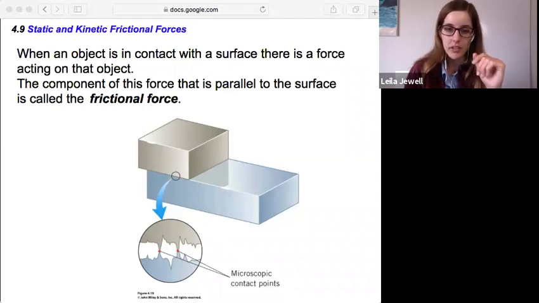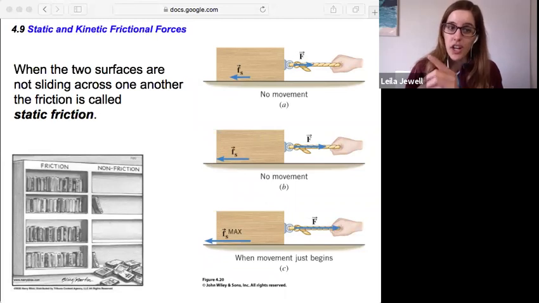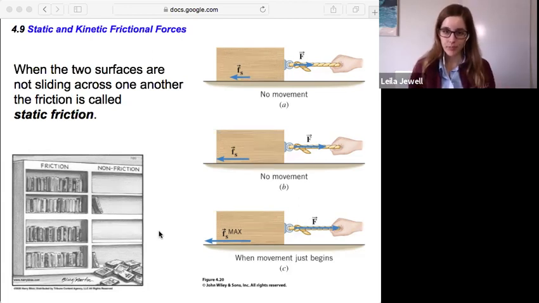So let's take a look at when two surfaces are not sliding across one another. This is called static friction. This is illustrated very nicely by this comic, which shows a library with a friction section and a non-friction section. With the friction section, the books are able to nicely stay on the shelf. Friction is holding them in place. In the non-friction section, they're not able to stay on the shelf. They slip right off. So static friction is all around us. It's something we actually take for granted, and it's pretty powerful. It ends up being pretty helpful.